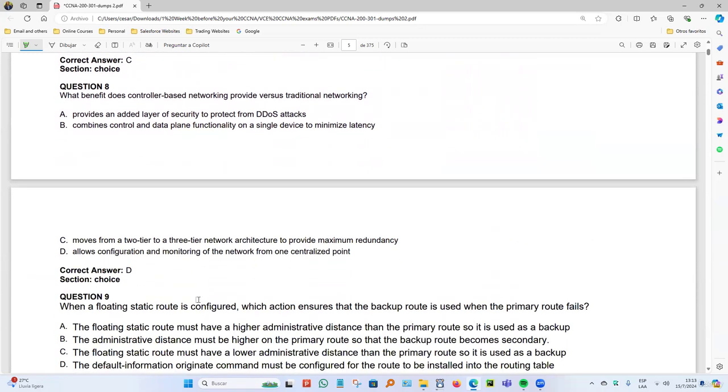What benefit does controller-based networking provide versus traditional networking? That will be D. It allows configuration and monitoring of the network from one centralized point. Let's read the question again after highlighting this. What benefit does controller-based networking provide versus traditional networking? It allows configuration and monitoring of the network from one centralized point.